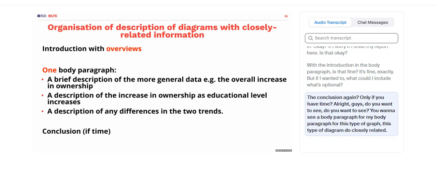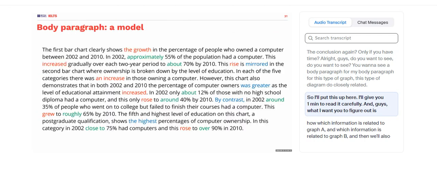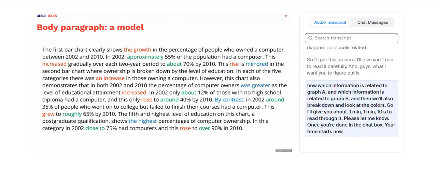All right, guys, you want to see a body paragraph for this type of diagram? 2 closely related diagrams? Good. So I'll put this up here. I'll give you 1 minute to read it carefully. And guys, what I want you to figure out is which information is related to graph A and which information is related to graph B. And then we'll also break down and look at the colors. So I'll give you about 1 minute, 10 seconds to read through it. Please let me know once you're done in the chat box. Your time starts now.